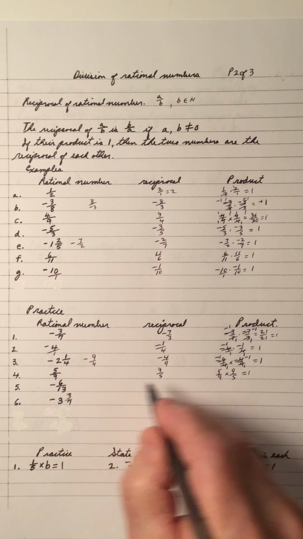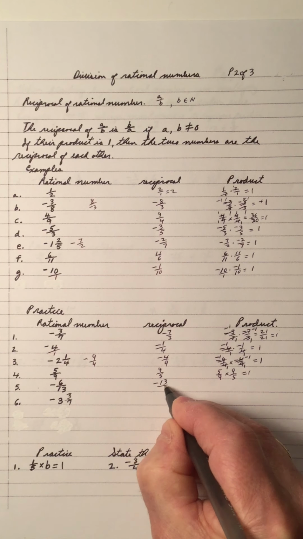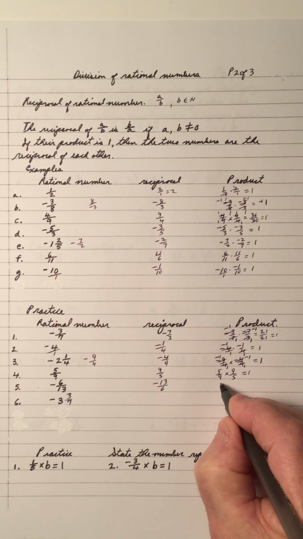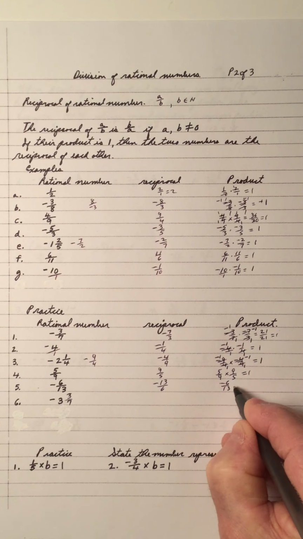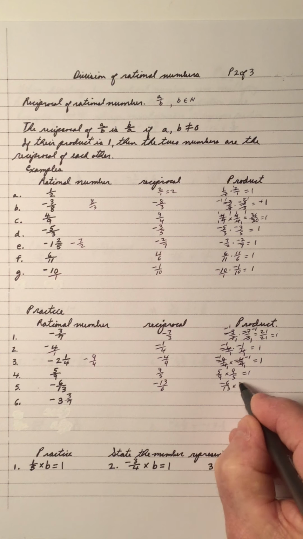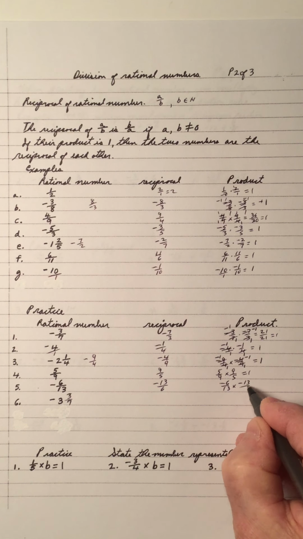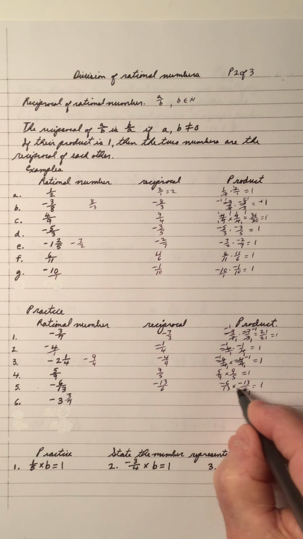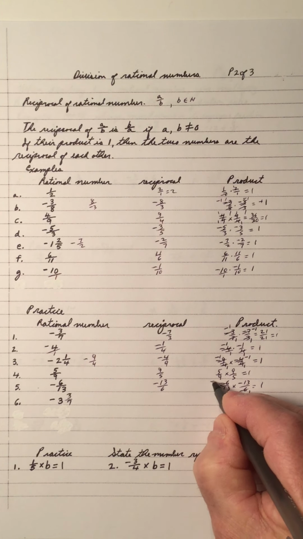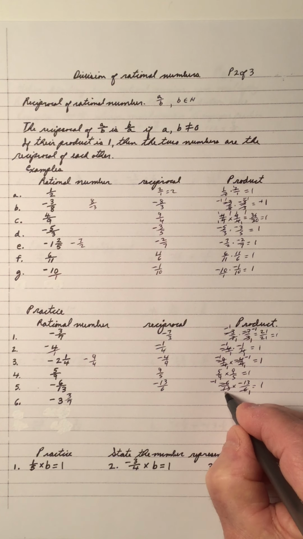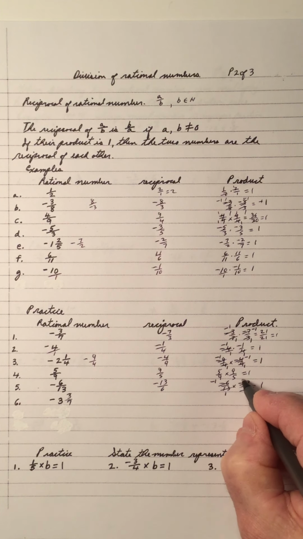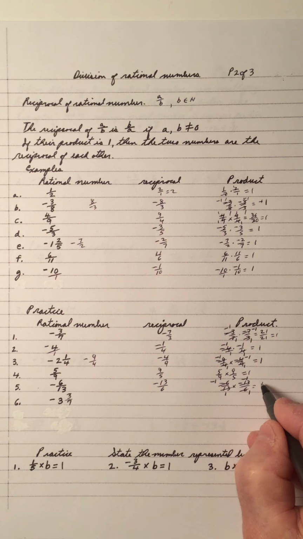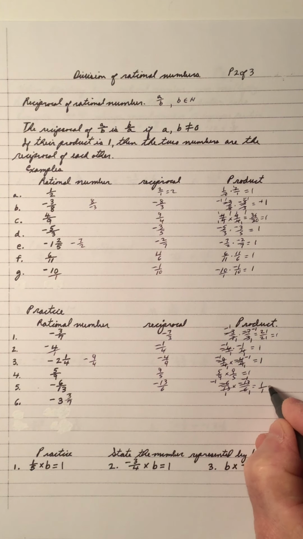The reciprocal of negative 6 over 13 is negative 13 over 6. So negative 6 over 13 times negative 13 over 6, and you can cancel. 6 into 6 goes once, 6 into negative 6 goes negative 1. 13 goes into 13 once, and 13 into negative 13 is negative 1. Negative 1 times negative 1 is 1, 1 times 1 is 1, so 1 over 1 is 1.